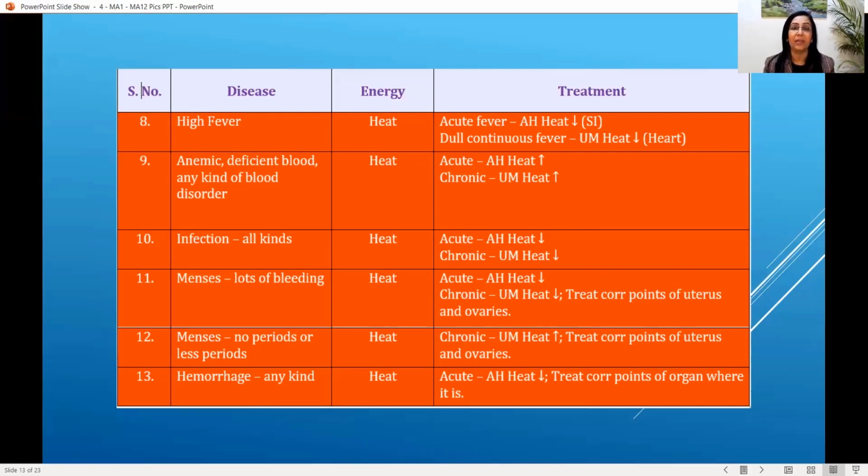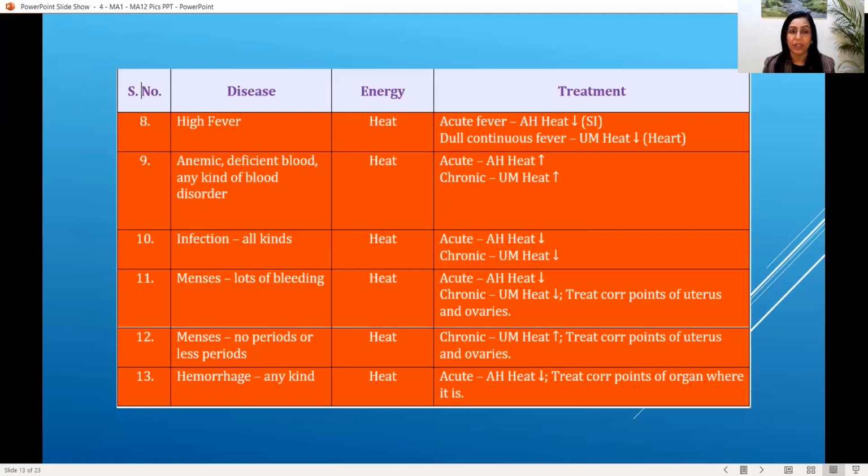Even if there are menses which are like no periods or fewer periods, in that case, you will obviously tonify the heart meridian. No periods or fewer periods are a chronic problem. It is not an acute problem. So for this, you will always tonify the heart meridian. And again, along with that, because it is a chronic issue, treat the corresponding points of the uterus and ovaries and apply the endpoint for the heart meridian endpoint.